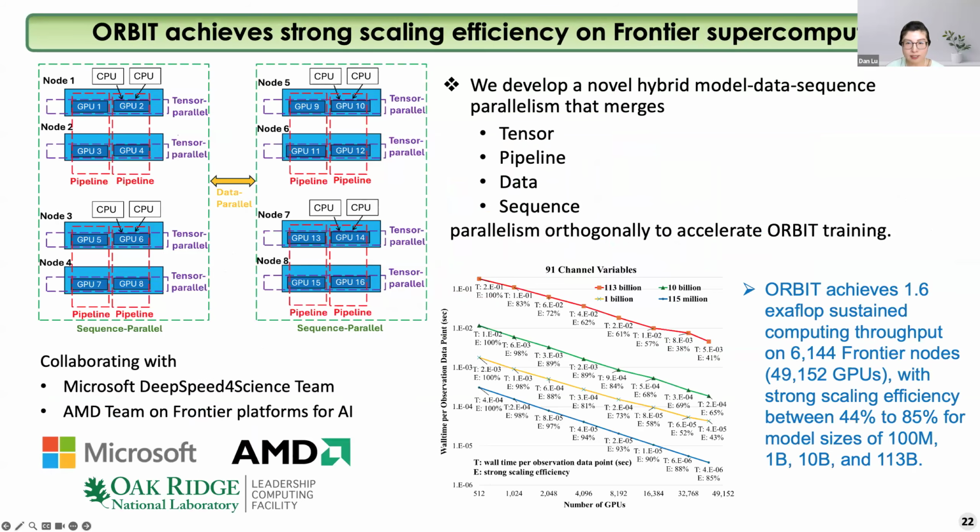To accelerate the training of this large-scale model, we implemented a hybrid parallelism, combining tensor, pipeline, data, and sequence parallel techniques in an orthogonal design, and optimized its scalability on ORNL's Frontier supercomputer. Orbit has demonstrated a strong scaling efficiency of up to 85% across more than 6,000 Frontier nodes, ensuring efficient use of the computational resources. This exceptional scalability enables Orbit to rapidly generate large ensemble simulations, which are critical for uncertainty quantification and capturing low probability extreme events.